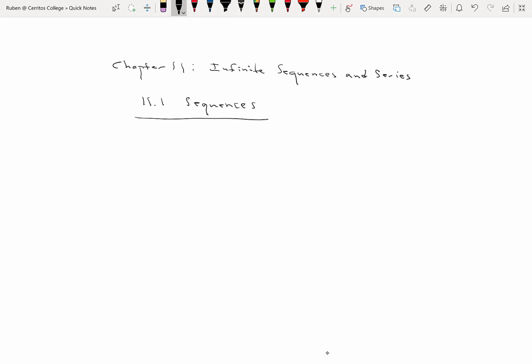In section 11.1, we're going to give you a brief introduction to the concept of a sequence, but I thought I'd give you in this section an introduction to both sequences and series. So I'm going to start with an example. And the example is my own, so this example is not in our textbook.